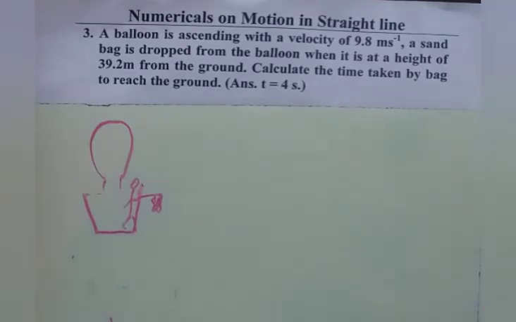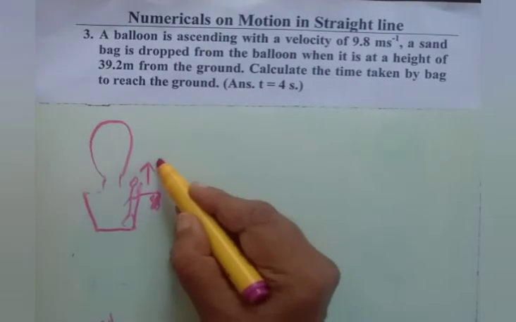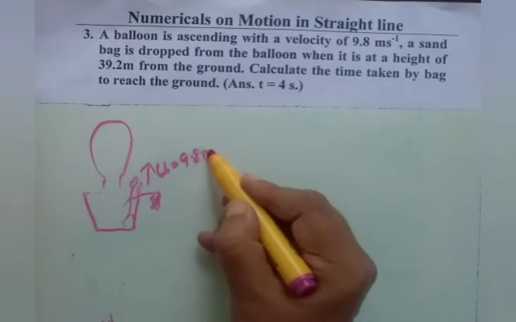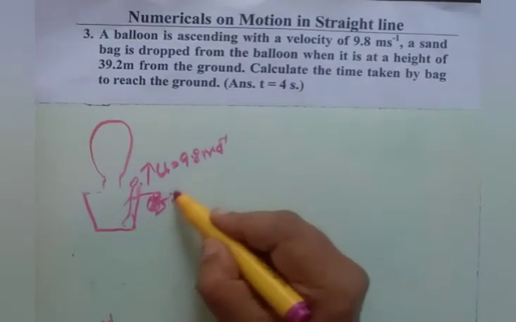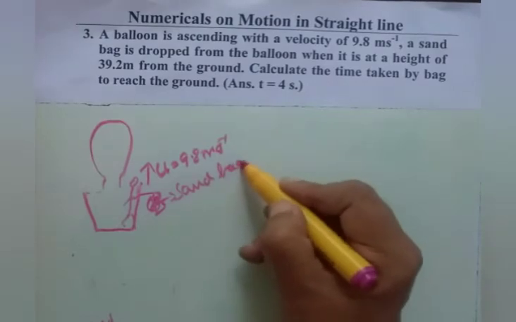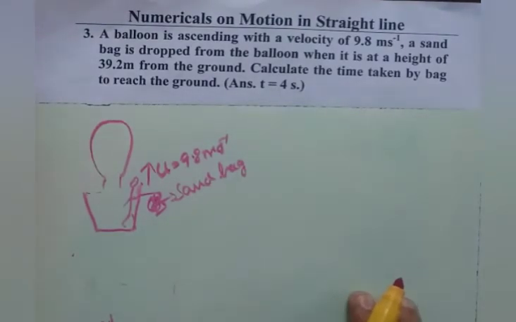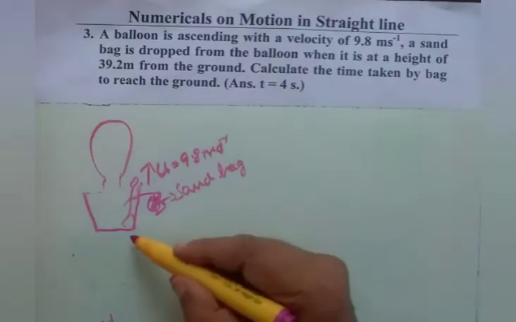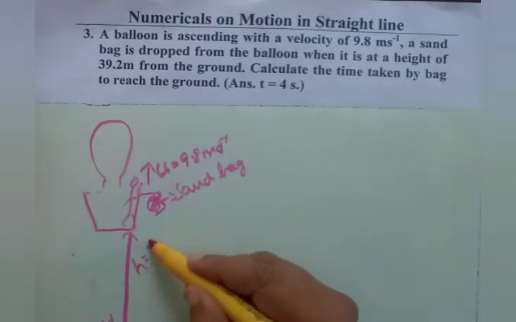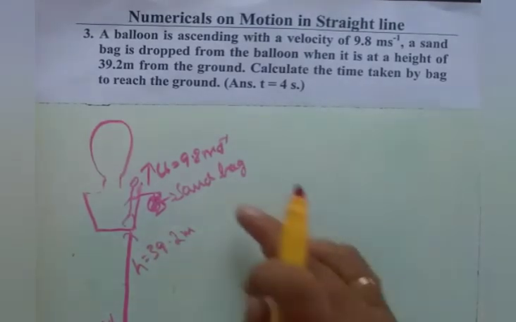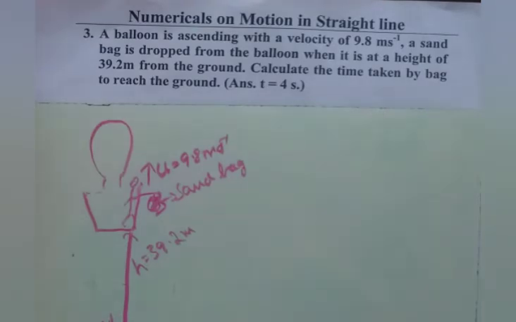We have written the figure for the first sentence. A balloon is ascending with a velocity of 9.8 meter per second. That means the velocity of the balloon, u, we write 9.8 meter per second. A sandbag is dropped. This is our sandbag. Observe, like this you are supposed to create a picture. And when it is at a height of 39.2 meter from the ground, we write h, 39.2 meter. The bag is dropped.